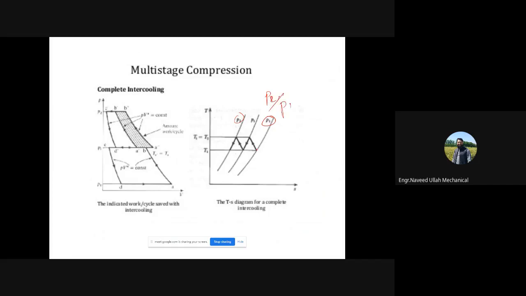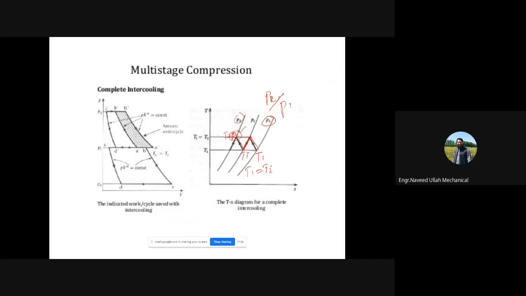So P1 to PI, then intercooling, complete intercooling. What is this? This is T1, this is TI, right? तो you can see that complete intercooling में आपके पास क्या है, TI is equal to T1. और फिर मैंने आफ्टर कूलर बताया था आपको T2 के ऊपर, दिस विल बी योर T2 and this will be your P2.